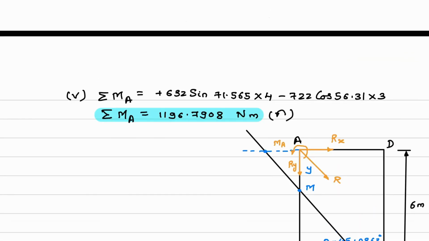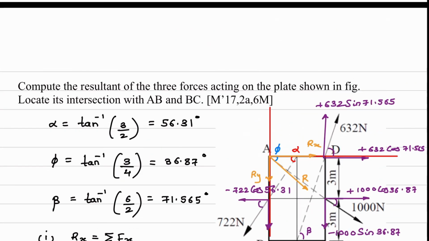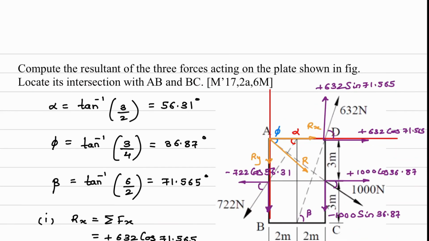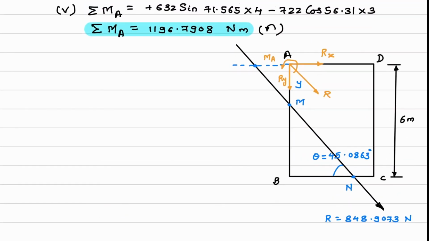So we'll go back to the question now. What is asked in the question? Locate its intersection with AB and BC. So here you can see this resultant intersects AB at point M, and that resultant intersects BC at location N. So we have defined the 2 points M and N. And what is the angle which we have calculated? Theta we have calculated, which is 45.0863, and the resultant also we have calculated.